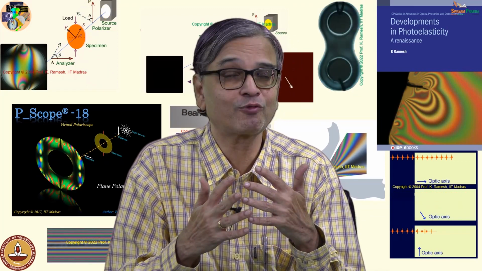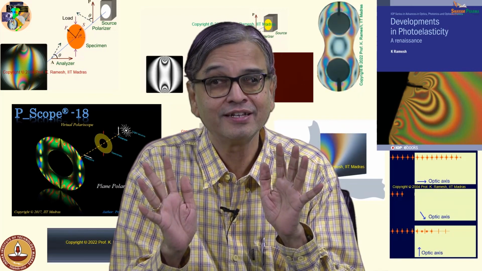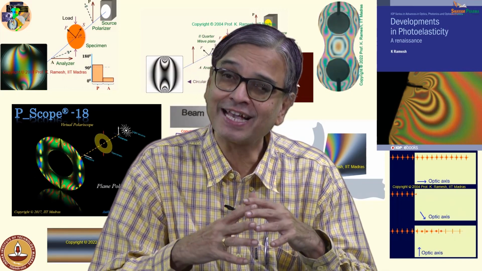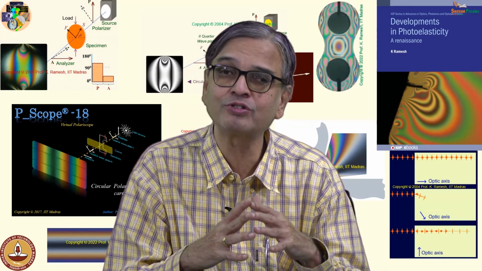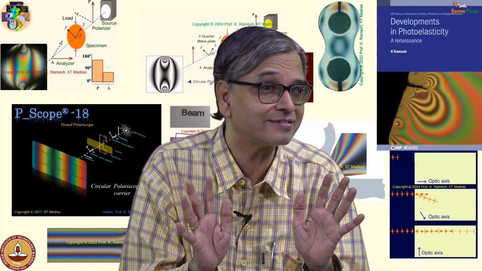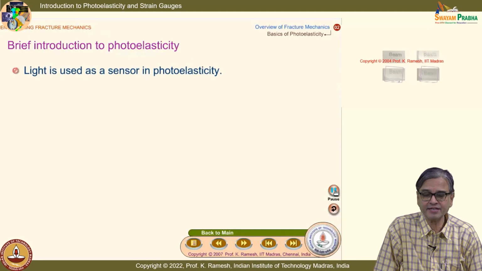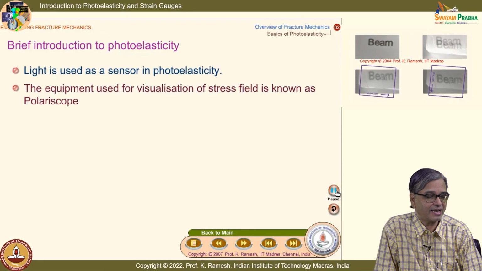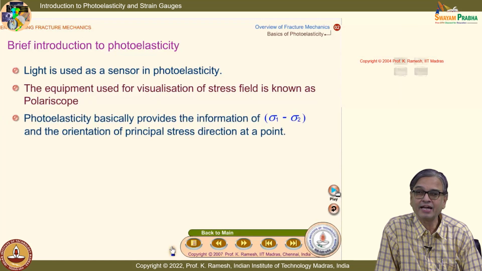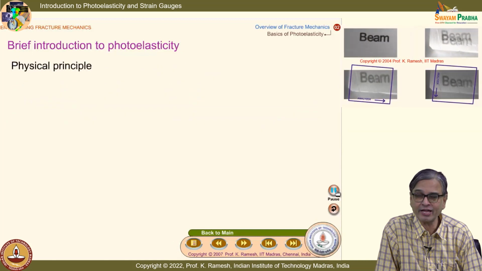That too, I have cautioned you, if you see deformation with your naked eye, it is large deformation. For the purpose of illustration and to develop the theory, we exaggerate that deformation when you do sketches, but in real structures you do not want to see the deflection. Okay. And what is the sensor? Light is used as a sensor in photoelasticity. And the equipment used for visualization is called a polariscope.